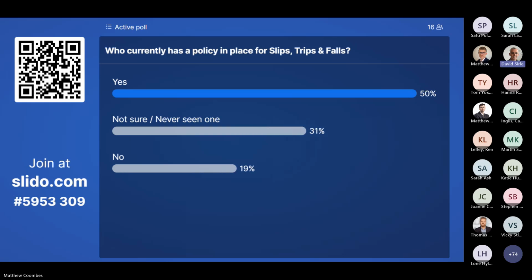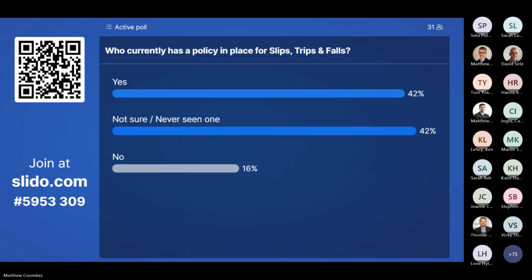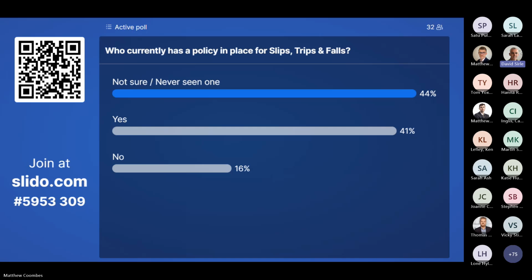This is one of the questions that we were really interested in. That's why we decided to start off the call today with this question. Kind of what we want to see. Sure, I've seen one. Okay. That's good. There seems to be some level of slips, trips and falls policies in place.